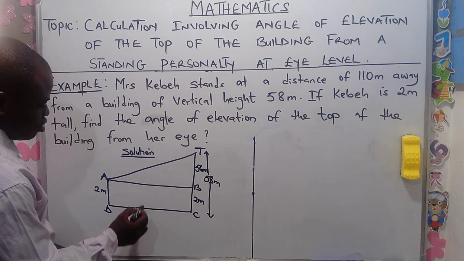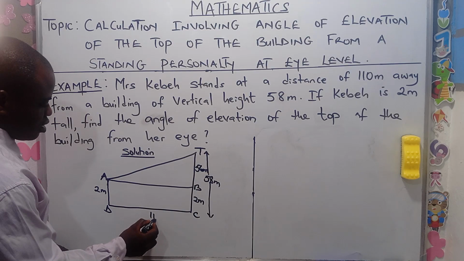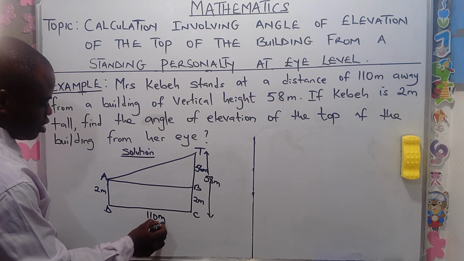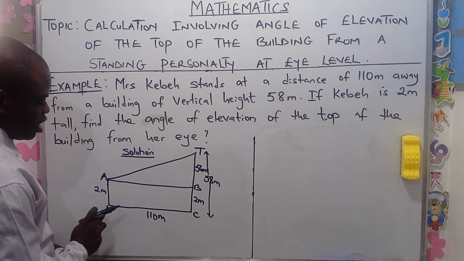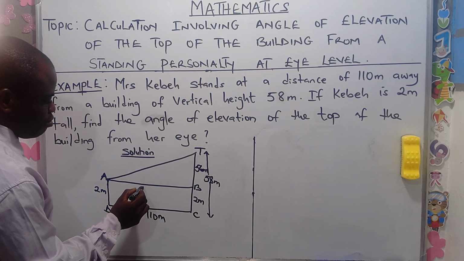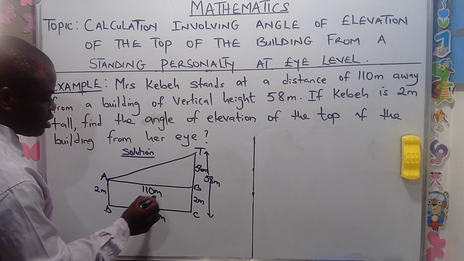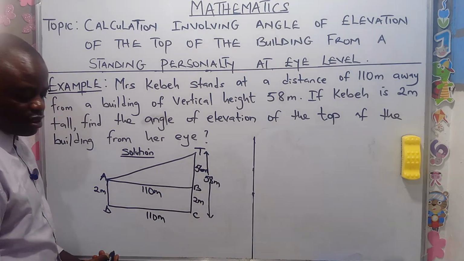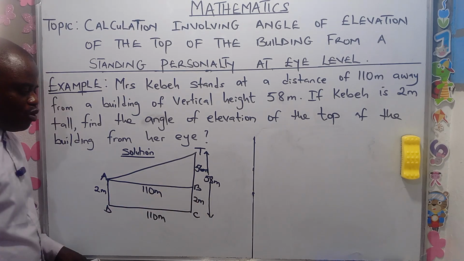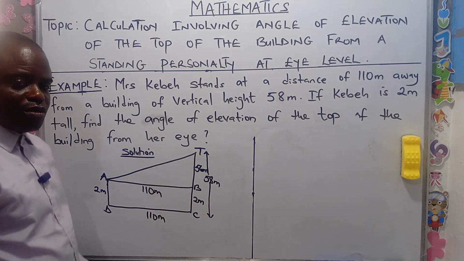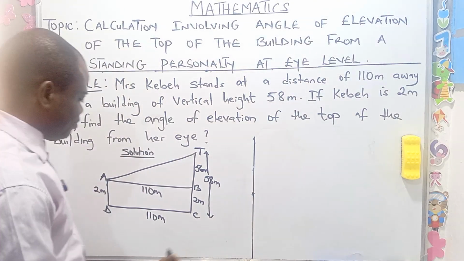Don't forget that this 110 meters is the distance between Mrs. Kebeh and the building. If this is 110 meters, AB will be 110 meters because they are of the same length. You can see DC is 110 meters, and AB is 110 meters because they are of the same length.